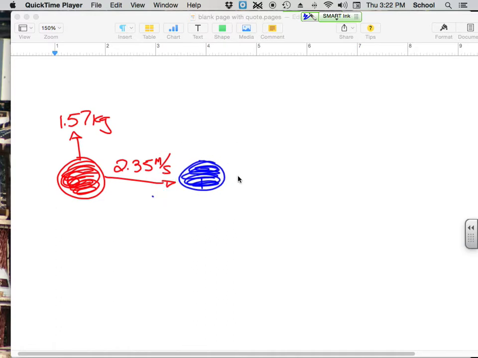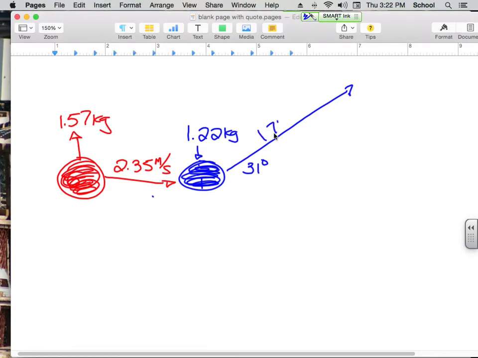Magic. Okay, it's going toward a blue ball that had a mass of 1.22 kilograms, and after getting hit, the blue ball goes flying off this direction. So that's 31 degrees to the left of the original motion, and it is now going 1.73 meters per second. We want to know what's the speed and angle of the red ball afterwards.